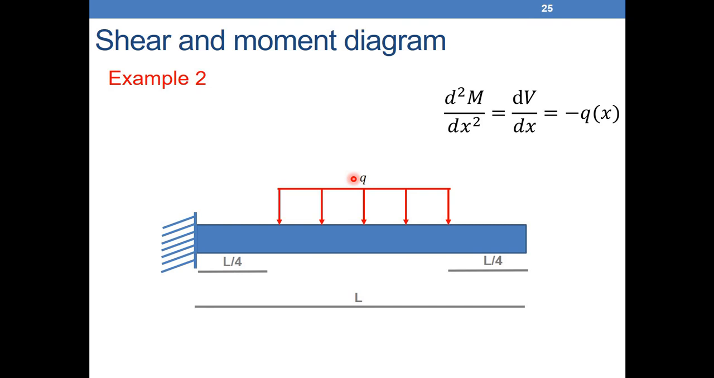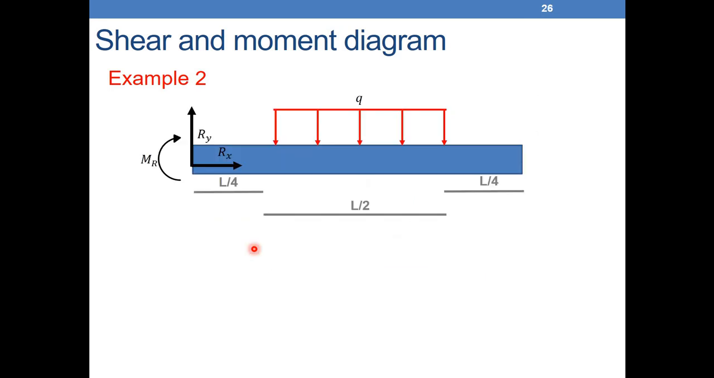If we want to use the initial method, we need to make a cut here, here, and here. The cut in the loaded region will be a bit complicated because we'll have a q of x. That's why the graphical method can be more useful, even if it looks more complicated at the beginning. Once we get used to it, it will be easier. As usual, the first step is to draw the free body diagram and find the reaction forces.